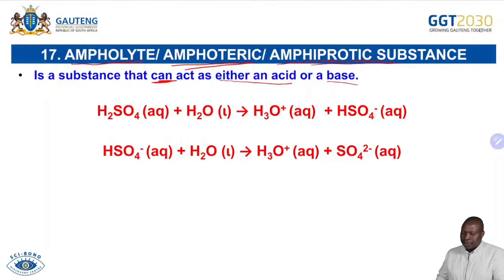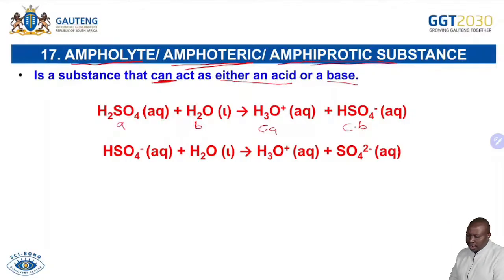So let's check. We have sulfuric acid, which is an acid. It's reacting with water. Water is a base, because sulfuric acid is always on the left. We have an acid and a base, and we know sulfuric acid is an acid. So that makes water a base. H3O+, we said, is always a conjugate acid. That makes HSO4 minus our conjugate base.